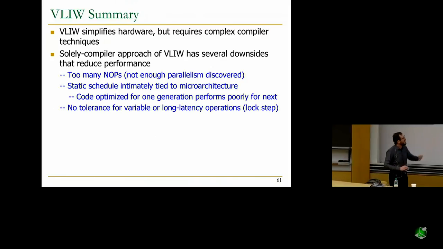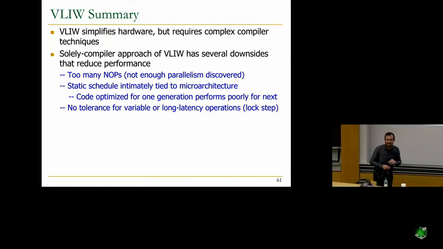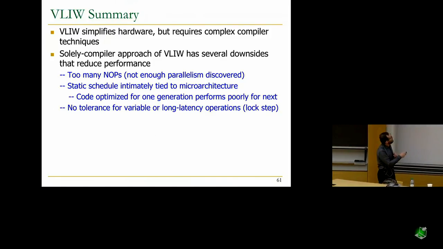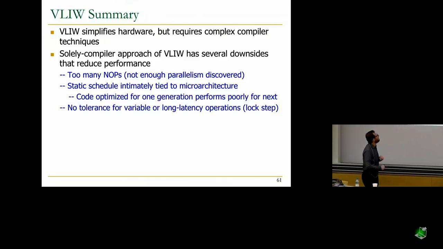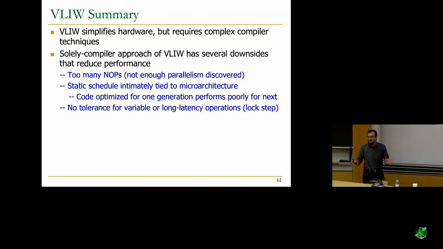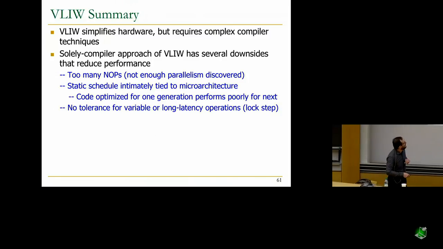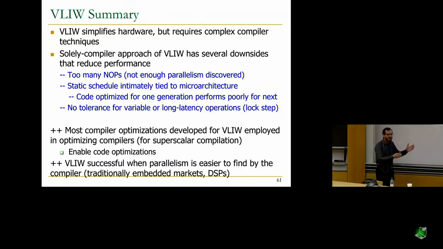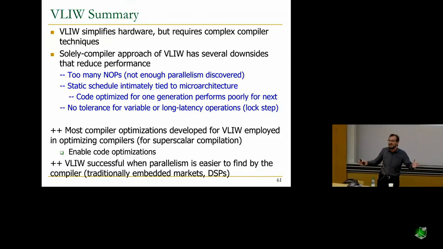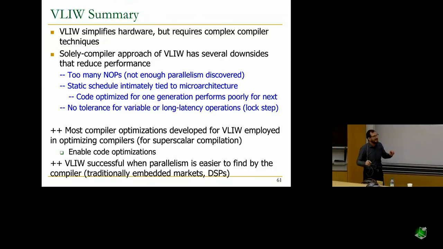As you can see, the DSPs, digital signal processors, have actually been successful because they had a niche market. Here are too many NOPs, not enough parallelism discovered, static schedule intimately tied to the microarchitecture. As we've seen, code optimized for one generation performs poorly for the next. You don't want that in general. Out-of-order execution nicely tolerates all of that, right? And no tolerance for variable or long latency operations. That's the lockstep problem. Now, the big upside is most compiler optimizations that were developed for VLIW machines are now used in optimizing compilers for superscalar machines or for any machine. Because if you actually find these independent instructions, your underlying superscalar hardware and out-of-order hardware is more efficient as well, potentially.